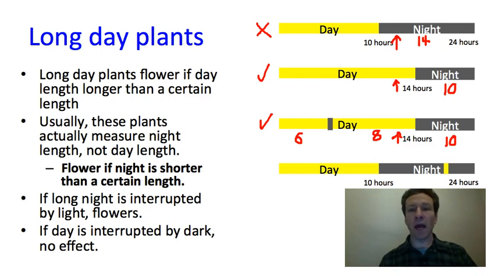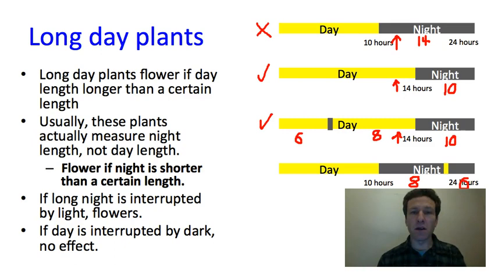Now let's look at what happens if we don't divide the day, but we divide the night by adding a few minutes of light right in the middle of it. So this plant has its 10 hours of daytime, and then let's say it gets about 8 hours of night, and then it gets a break, and then it gets about another 6 hours of night.